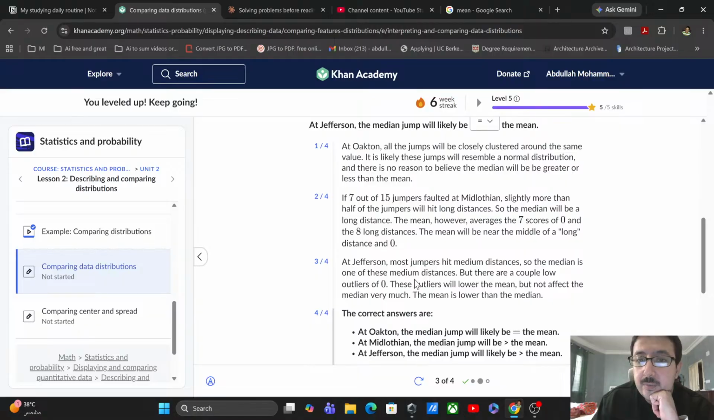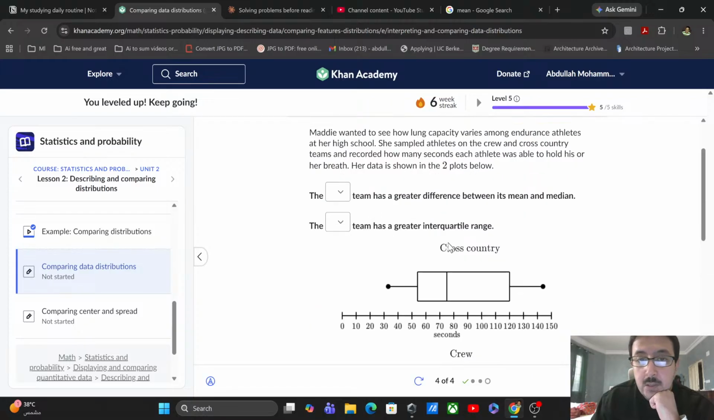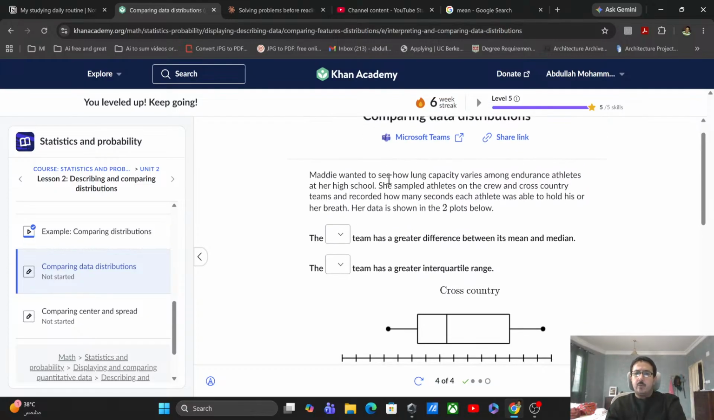Is one of these medium distances, but there are a couple. These are for the mean but not affect the median. Very much the mean is long. Okay. And you want to see how long capacity varies among endurance enthusiasts and both.